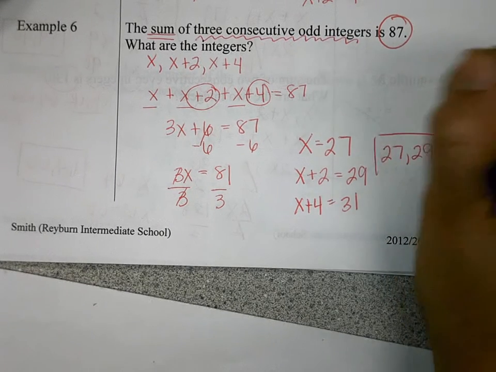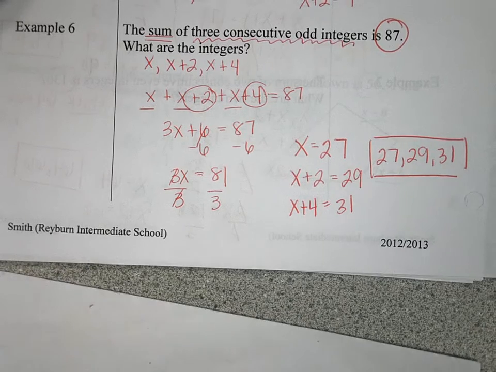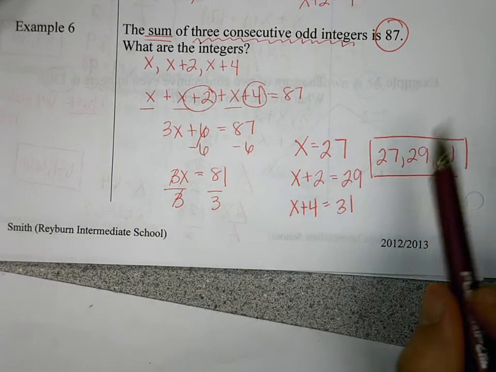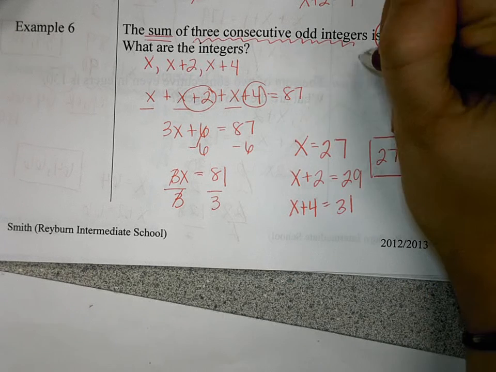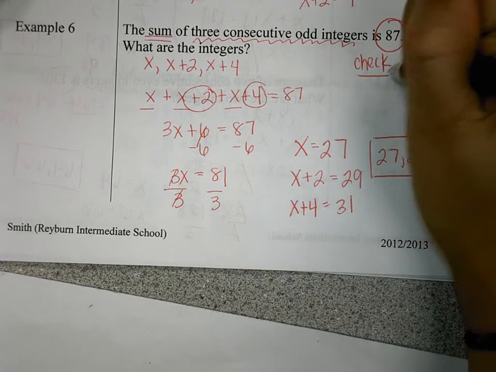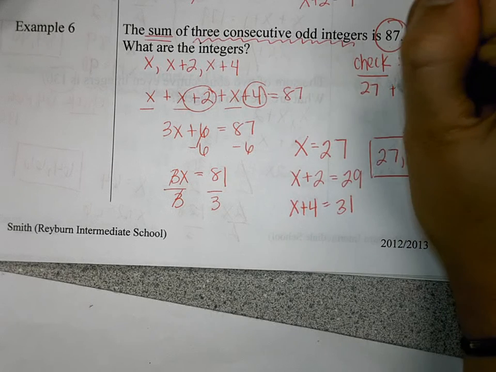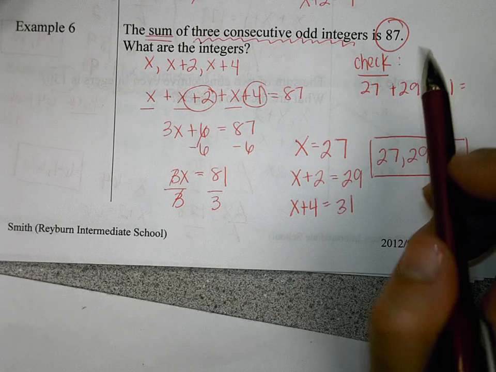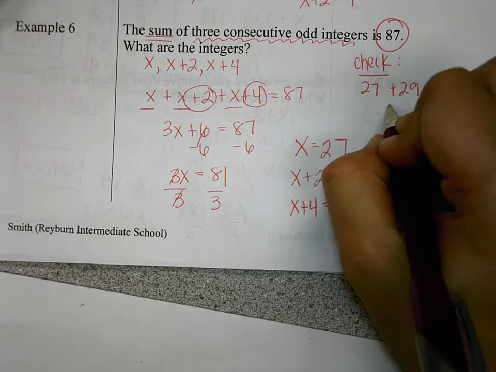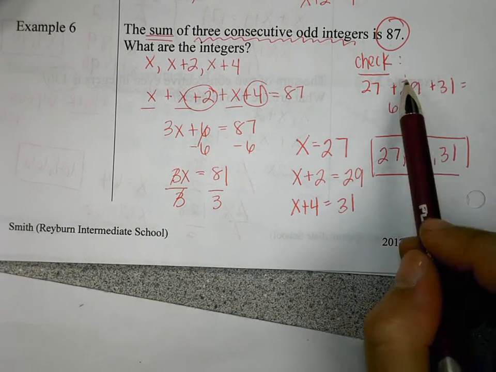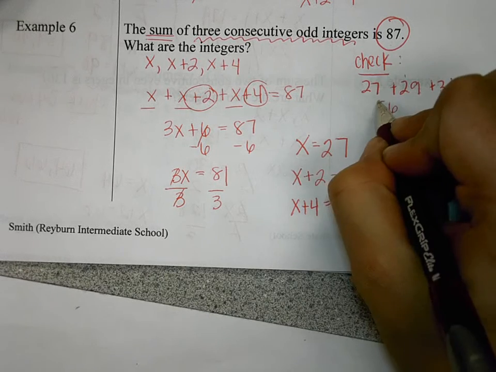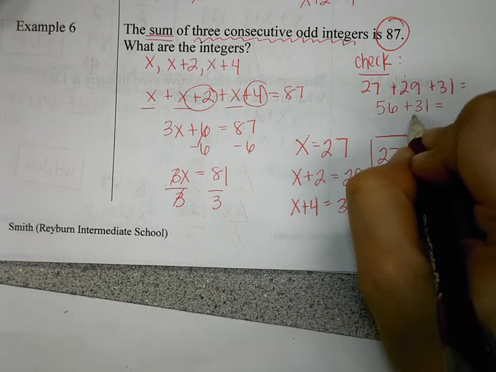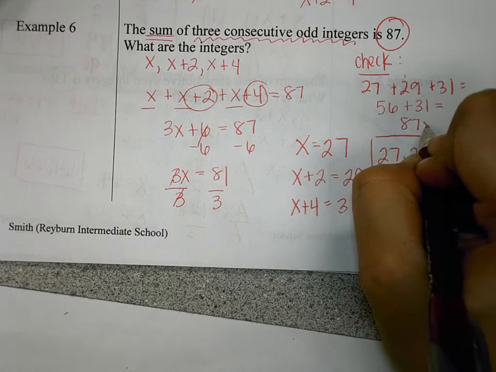So let's do a quick check there. These are all mental, but let's check it. We wanted odd integers, and 27, 29, 31 are all odd. So then let's check that they all add up to 87. 27 plus 29 plus 31 equals: 7 plus 9 gives me 16, carry the 1. 2 plus 2 is 4, plus 1 is 5, plus 3 is 8. Then 6 plus 1 gives me 7. So we got the correct answers.